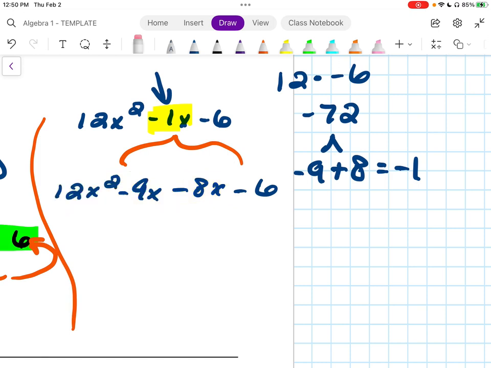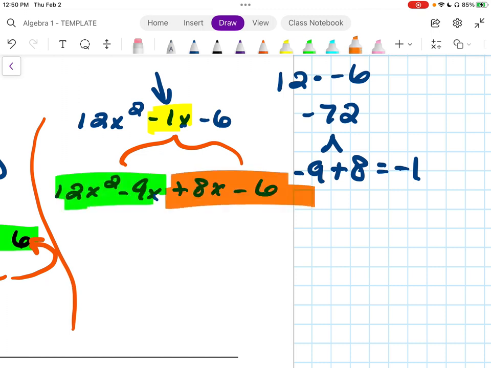Well, apparently not. Oh, there it goes. That's a plus. All right, let me highlight. There's my green part. There's my orange part. Okay. Now, my first piece, I want to factor it.